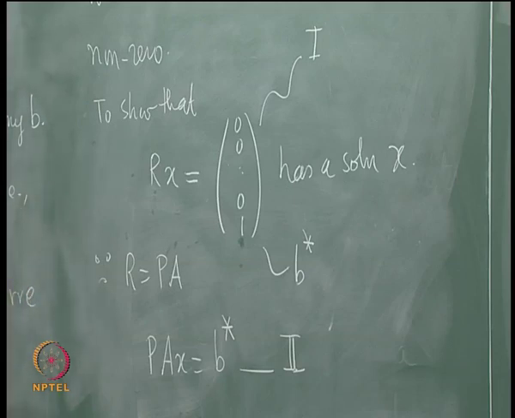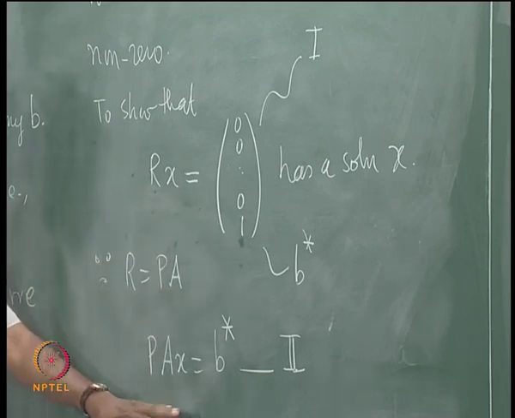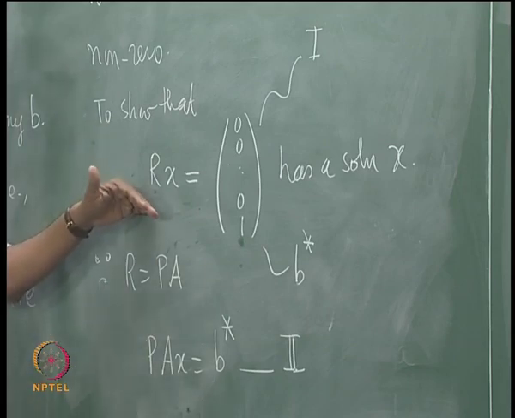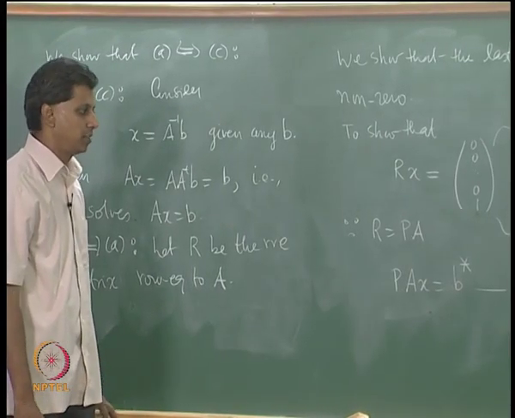That is clear because R is a row reduced echelon form of A. I want to show that this has a solution. I will show that system 2 has a solution. It then follows that this has a solution. If system 1 has a solution, then R has to be invertible, so A is invertible.